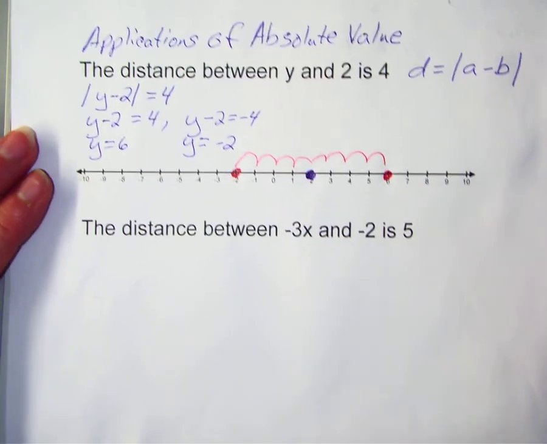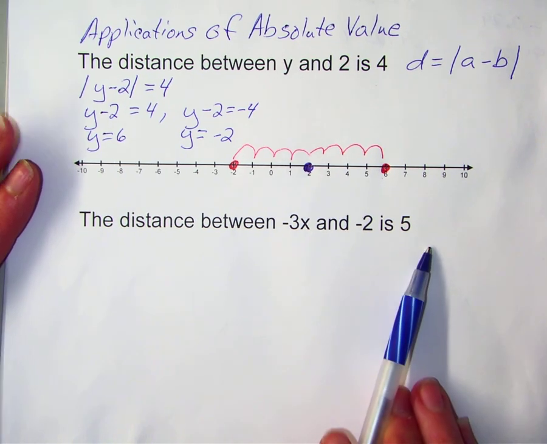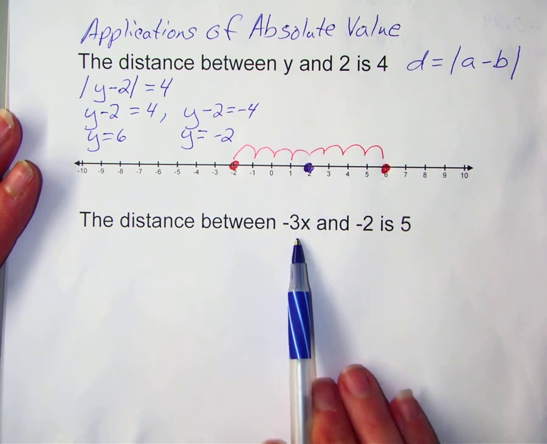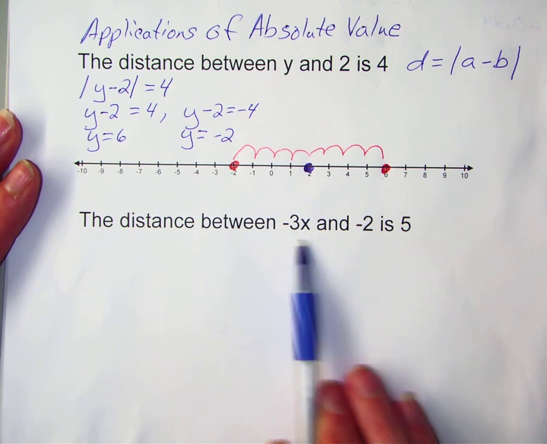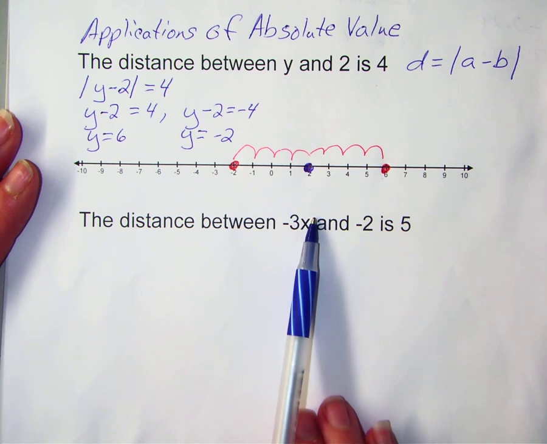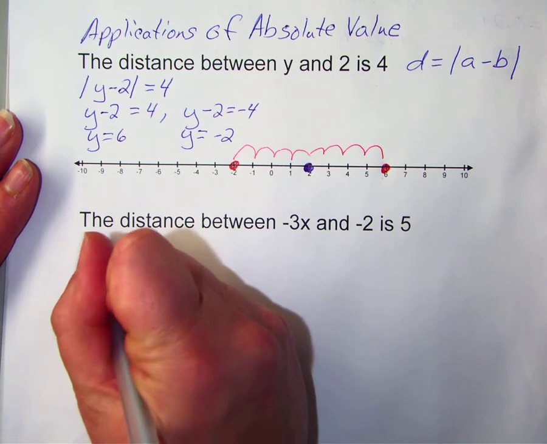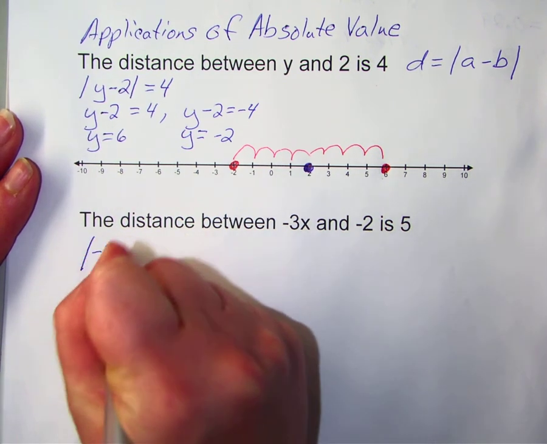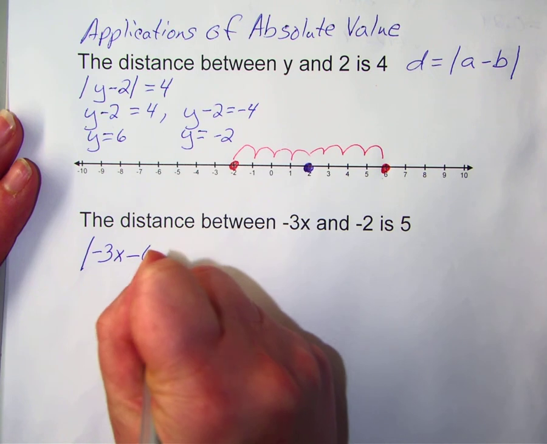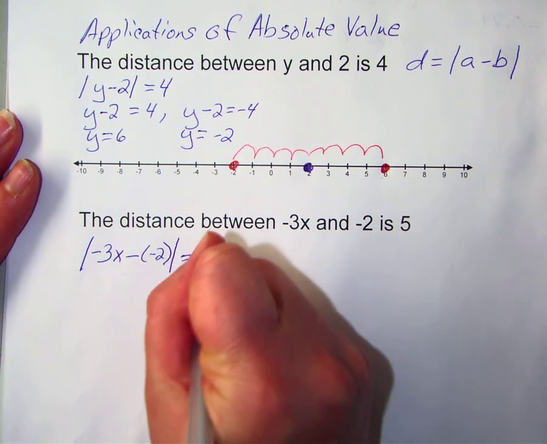All right, so now we've got a little bit more complicated sentence here. We're not just talking about a single variable, we're talking about a polynomial. The distance between some polynomial expression and a number is 5. But you're going to use the same rule. This polynomial expression is one of the two things we're finding the distance between. So I'm going to take the absolute value of -3x, subtract -2, and that is equal to 5.